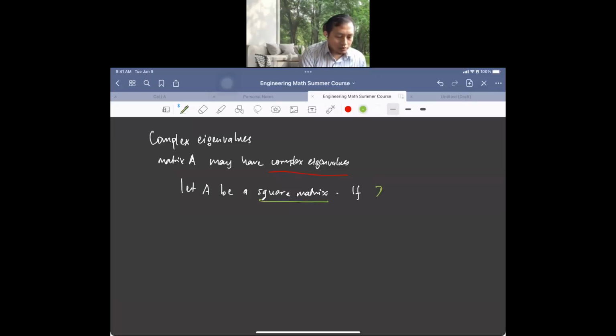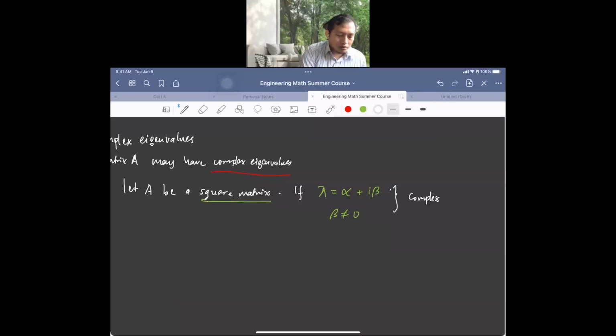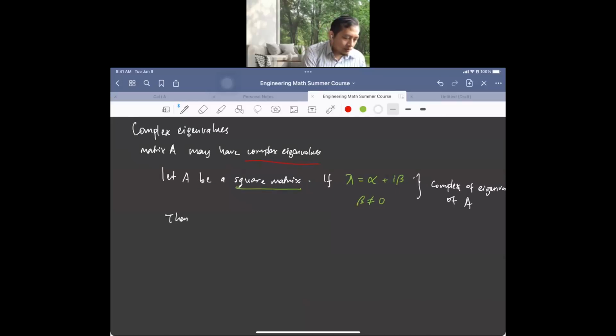If we define lambda as alpha plus imaginary beta, where beta is not 0, we call this a complex eigenvalue of matrix A. Then the conjugate, which we write as the same lambda with a line over it, is alpha minus imaginary beta, and it is also an eigenvalue of A.